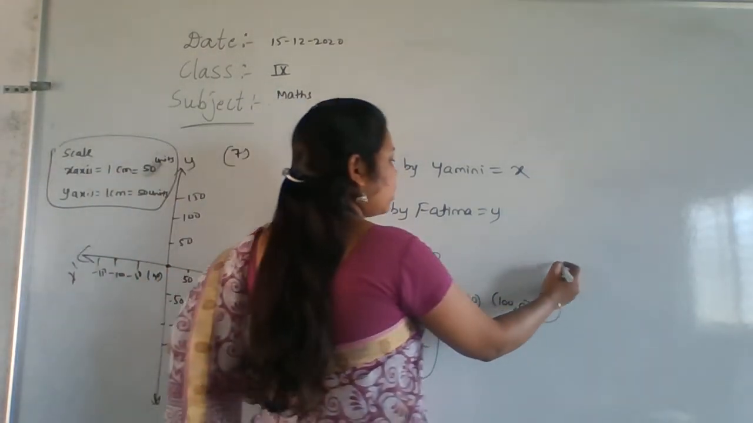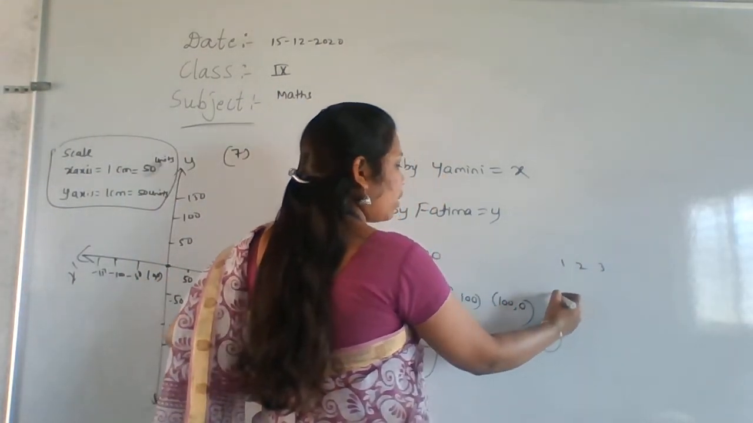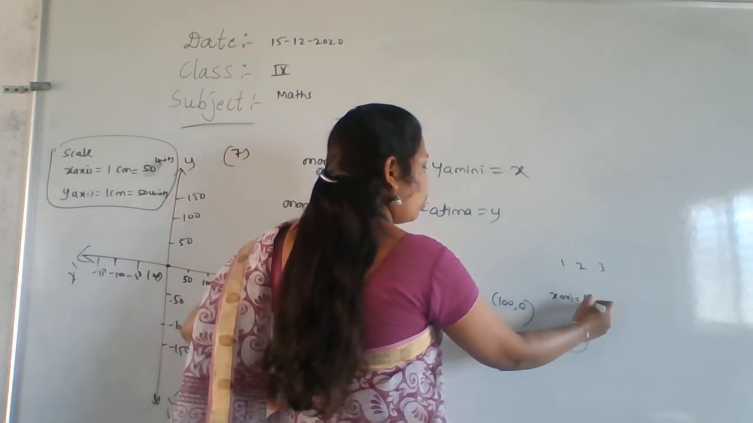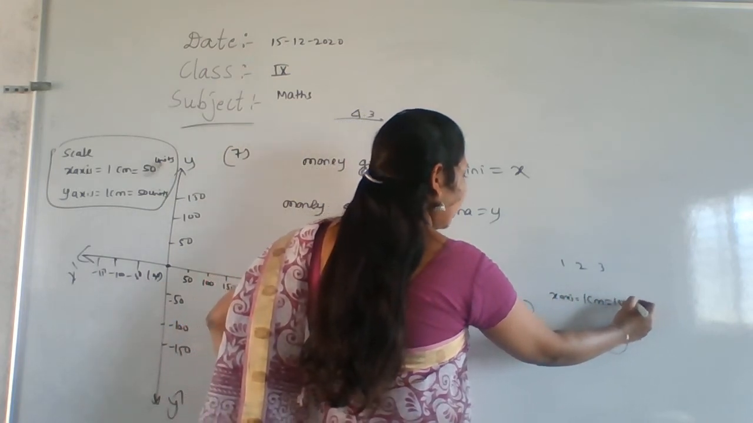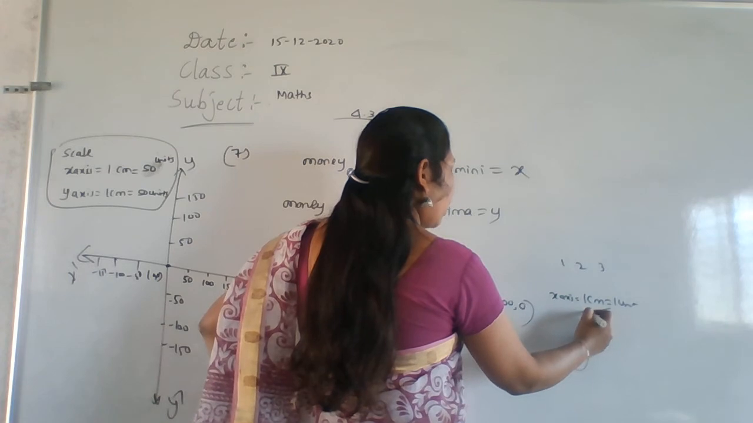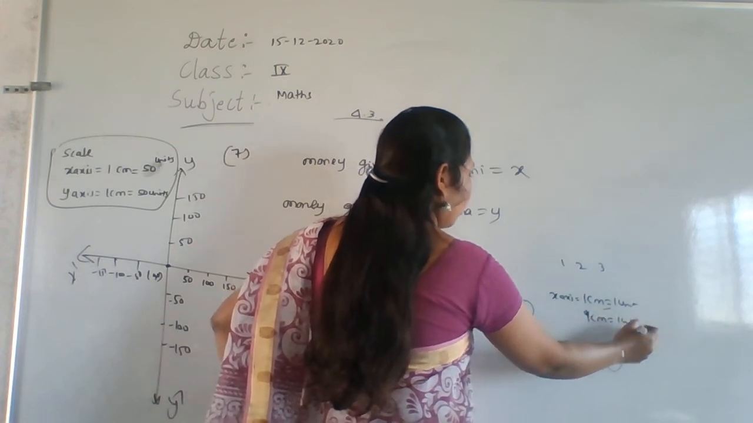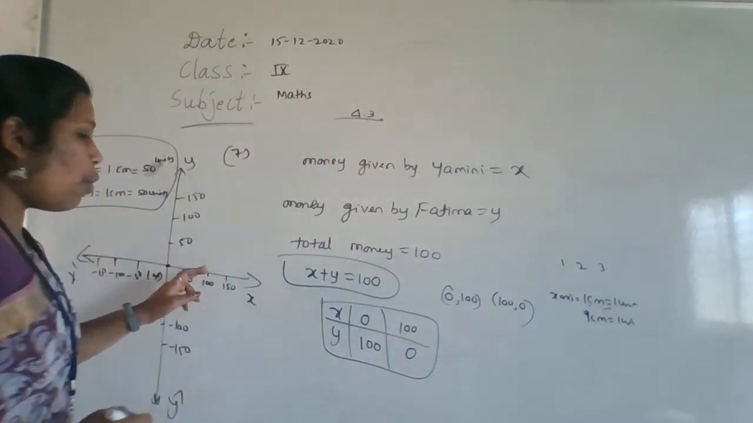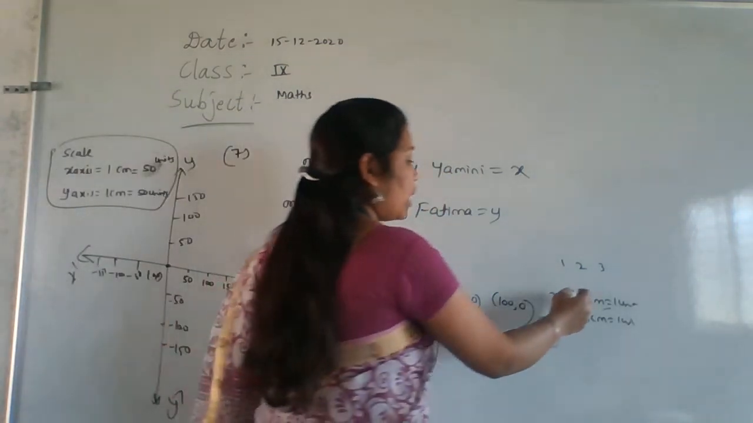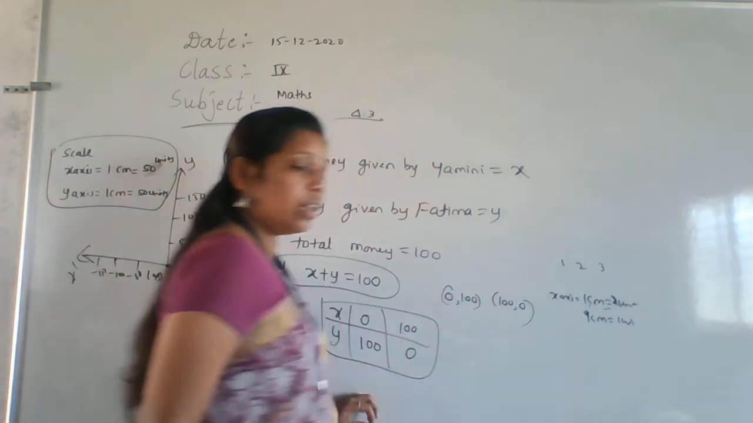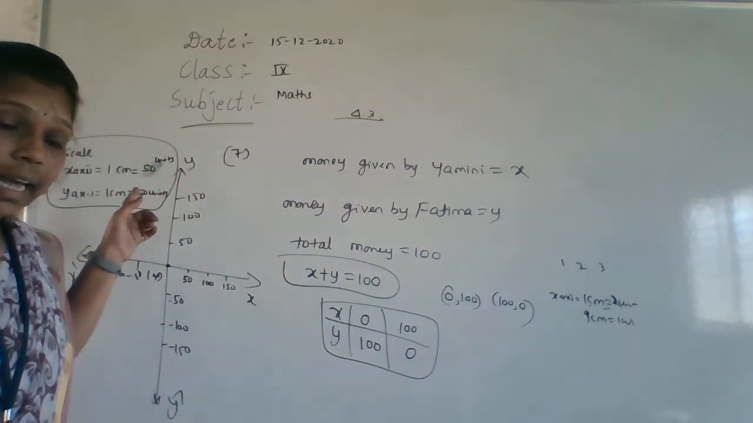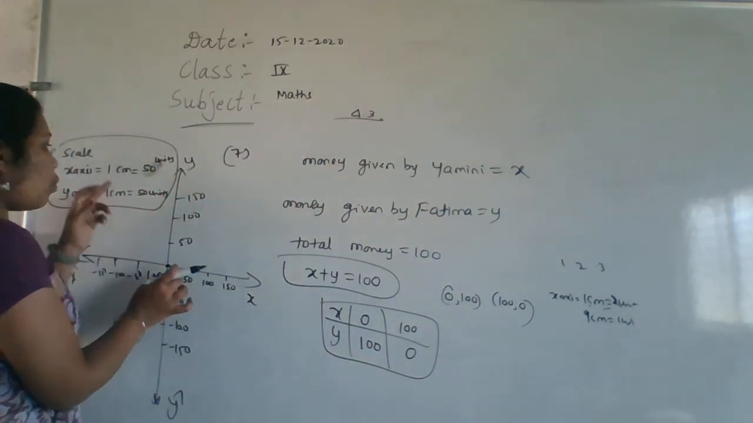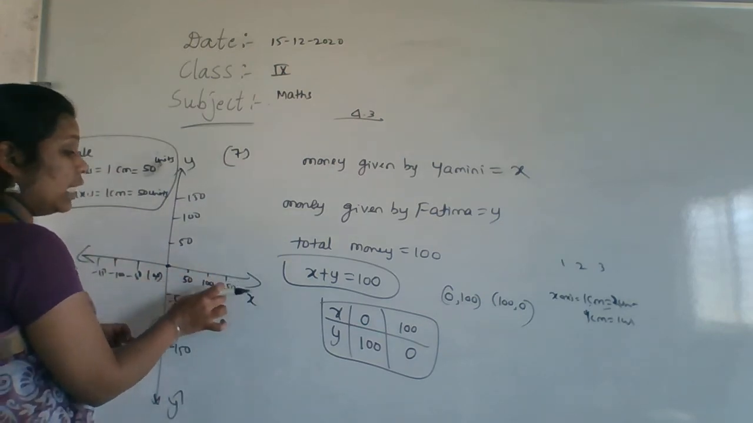If you are taking 1, 2, 3 like that only, then you have to write x axis: 1 centimeter is equal to 1 unit, and y axis: 1 centimeter is equal to 1 unit. If you are taking 1 centimeter equal to 2, meaning 2, 4, 6 like that, then 1 centimeter is equal to 2 units. Like that you have to write the scale. Here I am taking 50, so 1 centimeter is equal to 50 units.